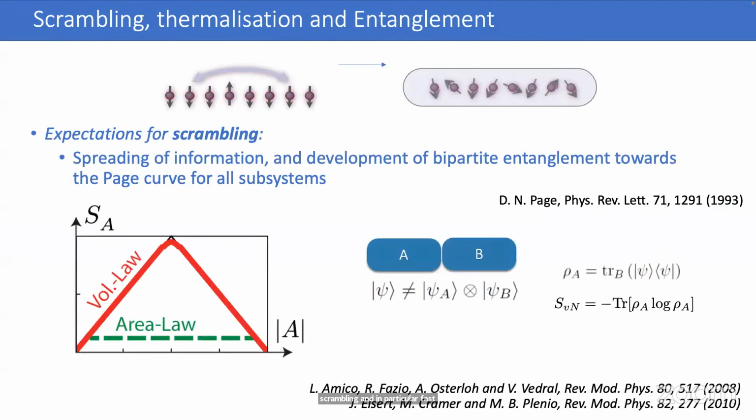So the idea of scrambling, how many of you are familiar with the idea of scrambling in many-body systems? Okay, so about half of you have heard it before. Scrambling is something that we have looked at in the last years as a way to characterize the spreading of information in out-of-equilibrium many-body quantum systems.